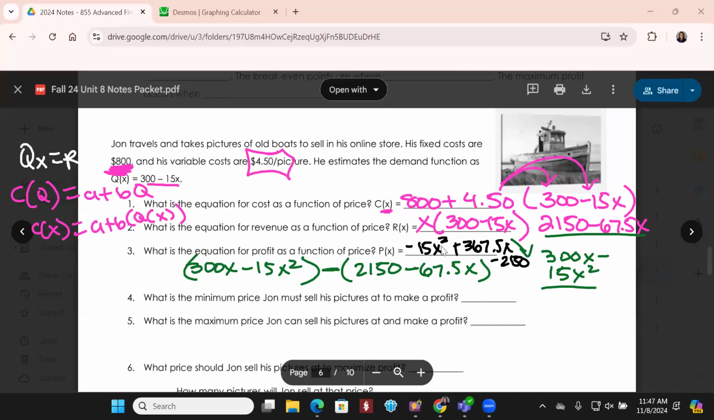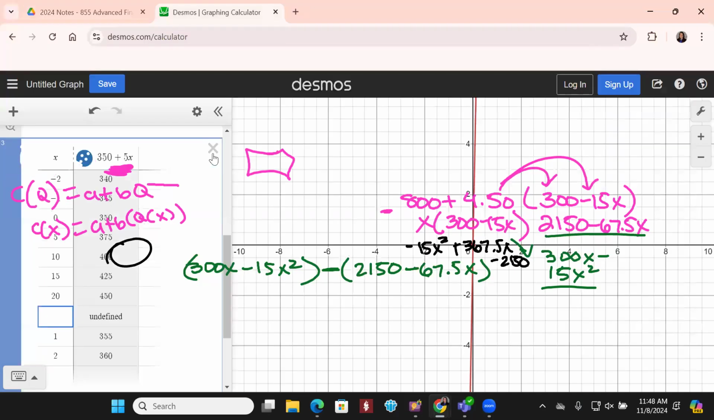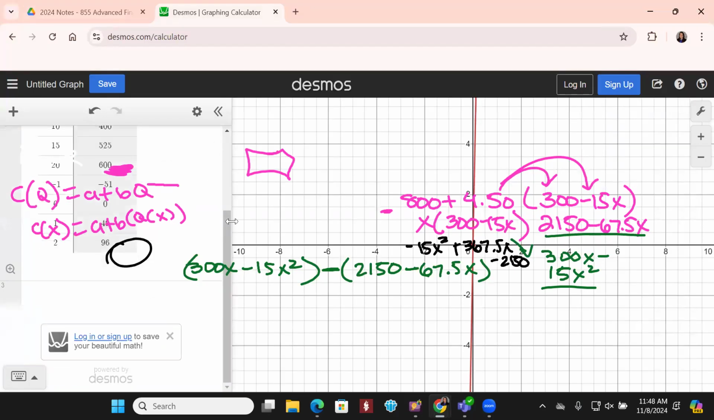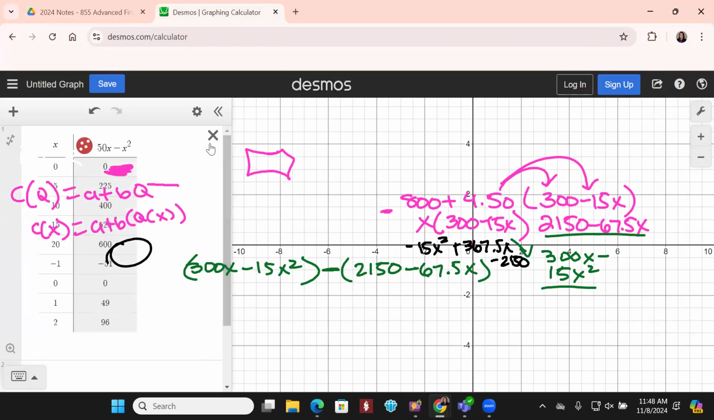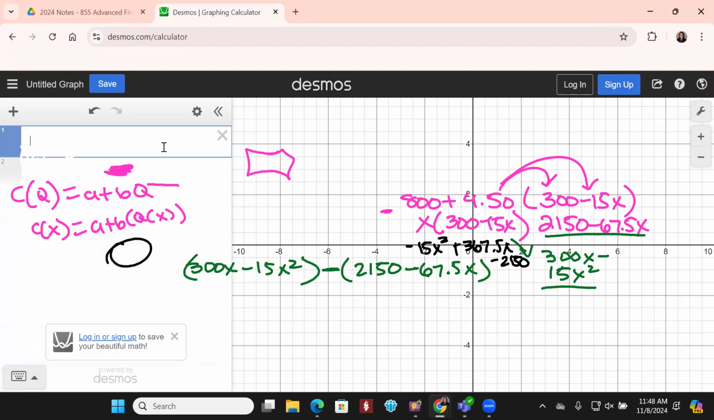All right, so negative 15x squared plus 367.5x minus 2150. What is the minimum price John must sell his pictures to make a profit? So what we're going to do is we're going to take this equation and we're going to graph it in Desmos.